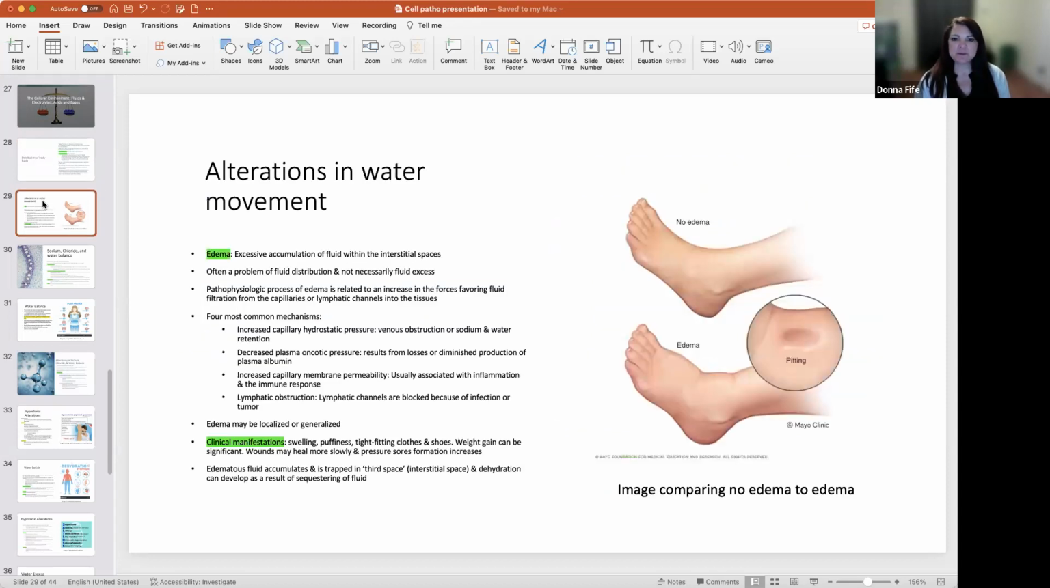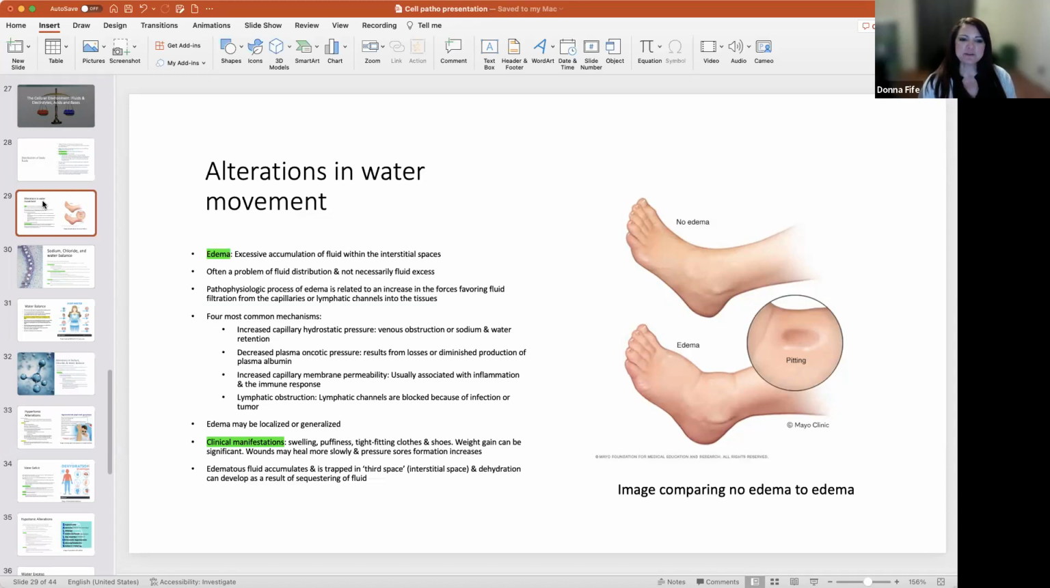One of the common symptoms we see in patients is edema. So what's going on here? Well, we have alterations in water movement. And edema is that excessive accumulation of fluid within interstitial spaces. This is often a problem of fluid distribution and not necessarily fluid excess.